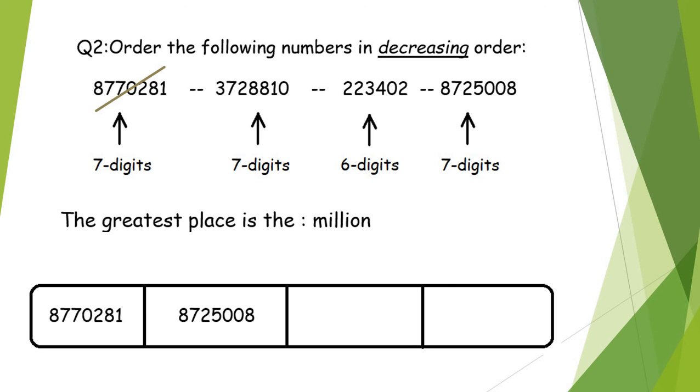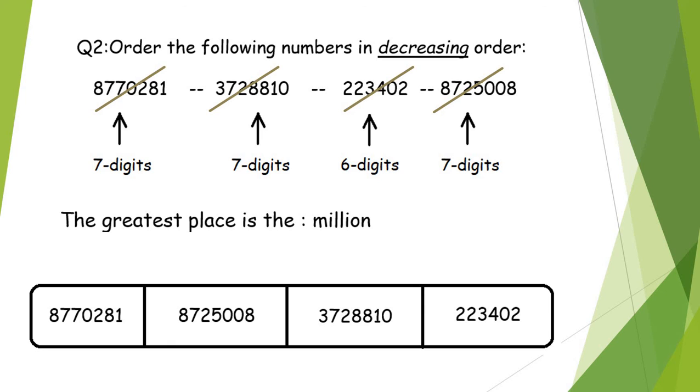Now I have 7 digits and 6 digits. I have two different, and I'm asking about the biggest. And we remember that the biggest number is the one with the biggest number of digits, the biggest places. Okay, so I have 7 digits, so it should be for sure the number with the biggest number of places. Now the last place should be for 223,402. Okay, perfect. So this is the way, and don't forget to erase them after you order them.